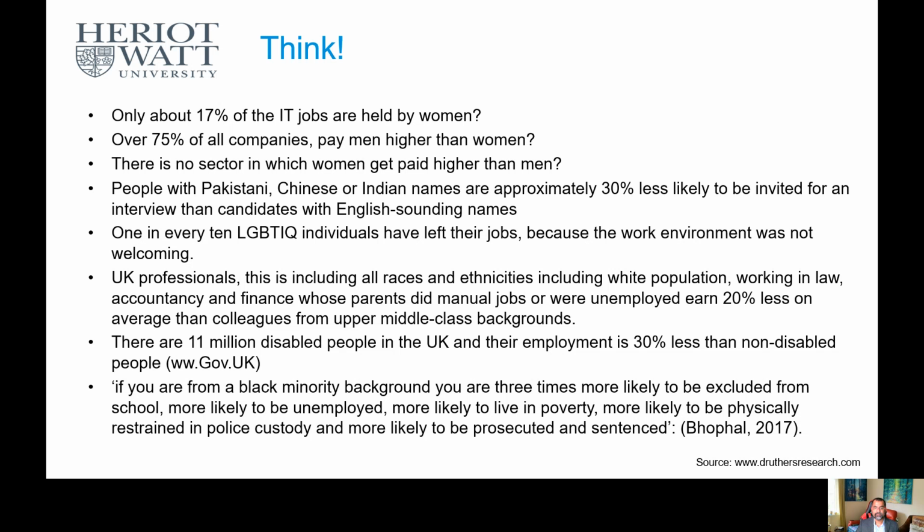There are about 11 million disabled people in the UK, and their employment is 30% less than non-disabled people. And if you're from a Black minority ethnic background, you are 3 times likely to be excluded from school, more likely to be unemployed, more likely to live in poverty, more likely to be physically restrained in police custody, and more likely to be prosecuted and sentenced.